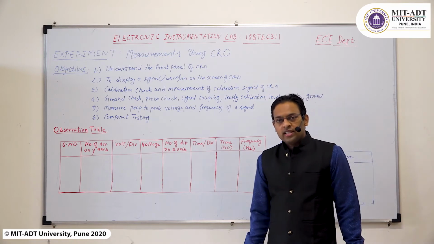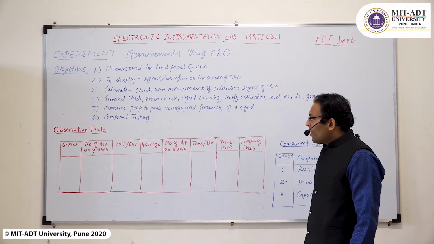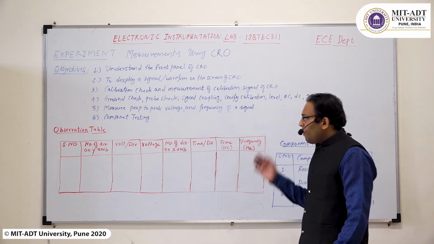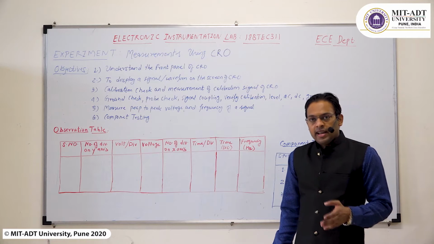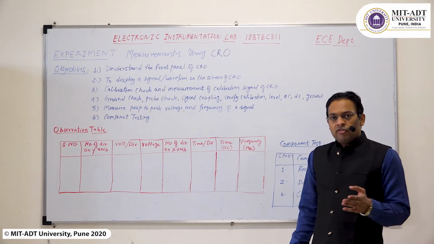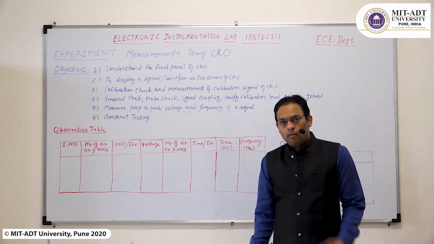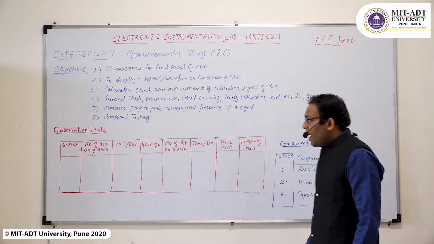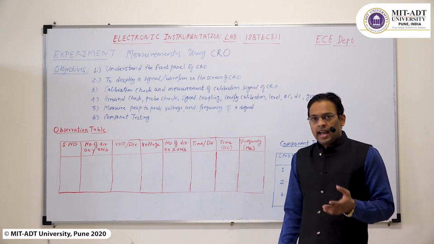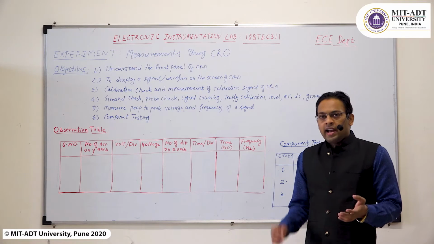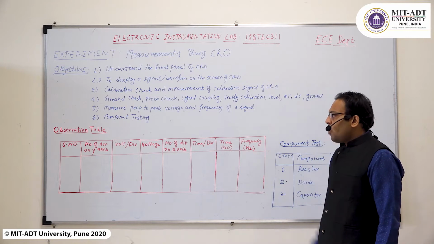The third objective is to perform a calibration check and to measure the calibration signal of the CRO. The fourth operation is that we will perform different operations like ground check, probe check, signal coupling, verify calibration level, and AC-DC ground. Next, the fifth objective is to measure the peak-to-peak voltage and frequency of the waveform or signal generated on the screen of the CRO. And last, the sixth objective is component testing. Here we will test different components like resistance, capacitance, and diode, and we will plot the final figure obtained by the component testing.